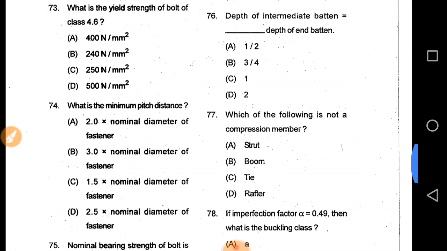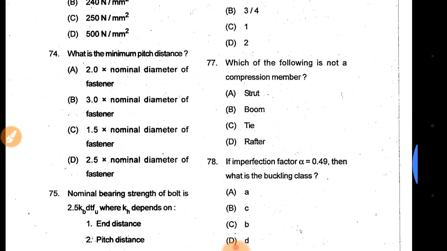240. What is the minimum pitch distance? Minimum pitch distance is 2.5 d. That is option D will be the correct answer.